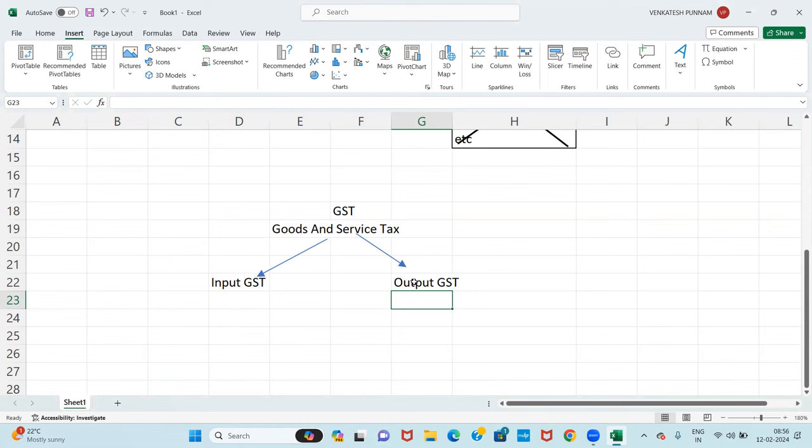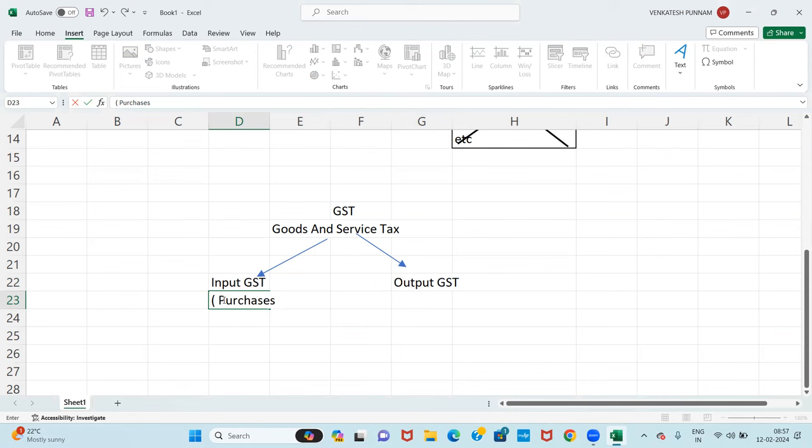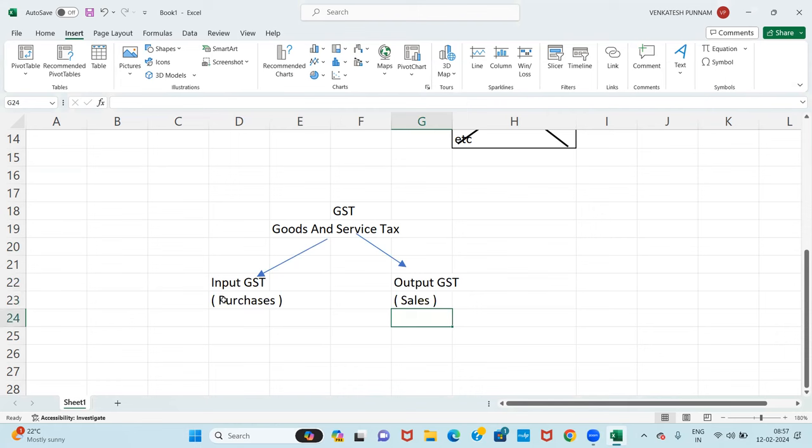GST is divided into two types: one is input GST and one is output GST. When you do the purchases, that is when we calculate input GST. When you do the sales, that is when we calculate output GST. Very clear-cut statement, everyone.